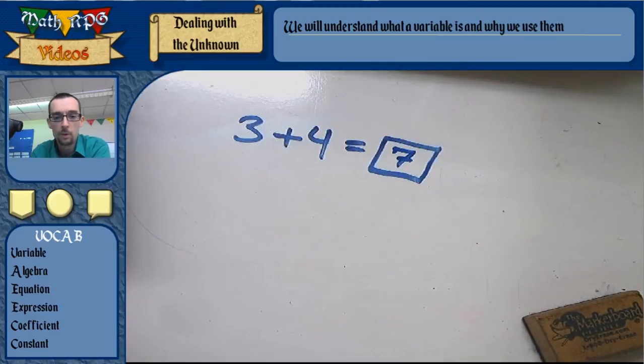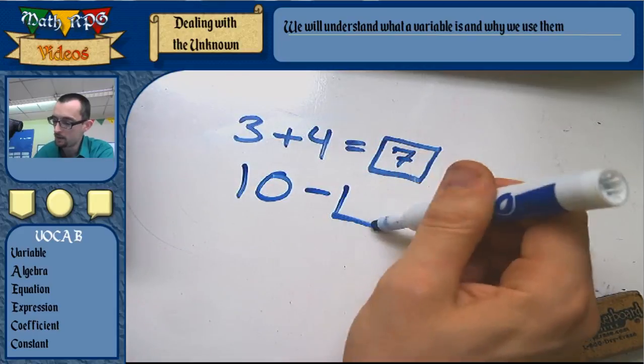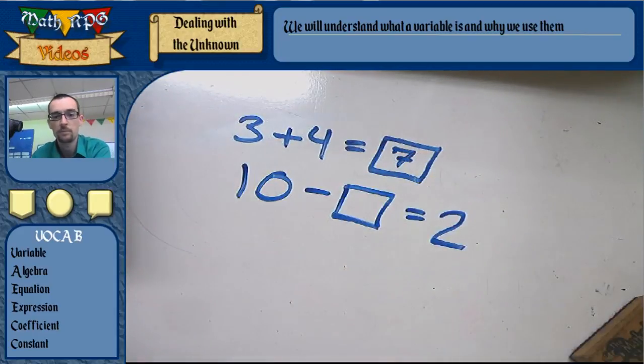Okay, when you got a little bit older, they could put the box in a different place, so it wasn't always at the end of the equation. Sometimes they could give you a problem like this: 10 minus box equals 2. Okay, a little bit more complicated. But again, we're dealing with something we don't know. We don't know what's inside that box. You don't know what it is just by looking at it.